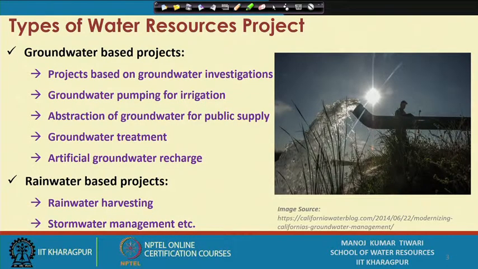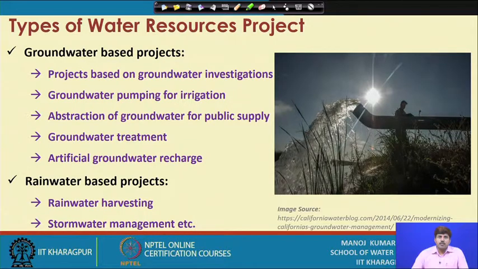Then there are groundwater based projects, that include projects based on groundwater investigations, then groundwater pumping for irrigation or for domestic supply, abstraction of groundwater for public supplies, groundwater treatment, particularly the in situ treatment, and artificial recharge of groundwater, because that is also eventually affecting the groundwater.